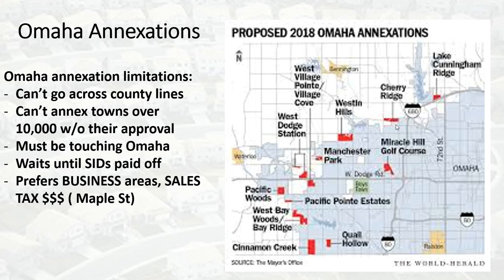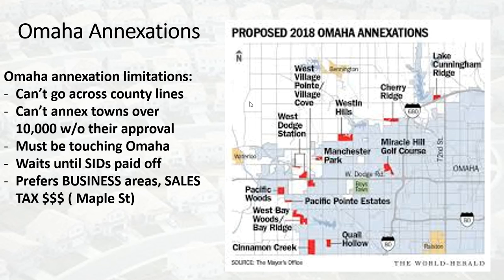The Miracle Hills Golf Course, that's another thing. But if you look in there, there's some areas in white that Omaha hasn't got around to annexing. But these are little things that they want to annex for specific reasons. And so these are the ones, look, the red areas are what was proposed by the mayor of Omaha in 2018 to annex. And so what they do is they'll take little areas like that.